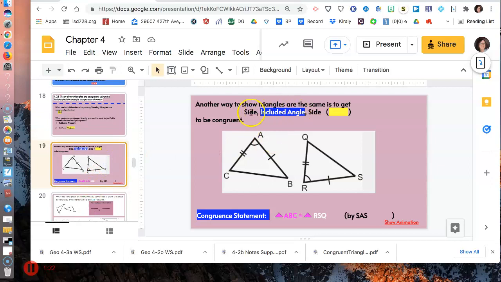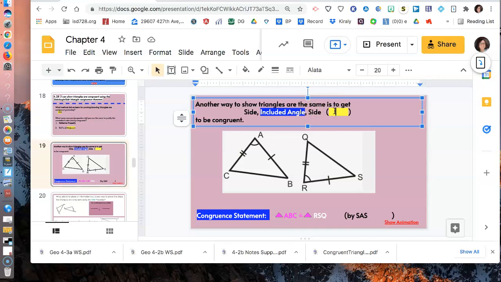So now we're going to have a new way. It's called side included angle side. The key word is this included angle. You have to make sure that when you walk, you don't lift your pencil. So I always hop on a road. I travel through this angle to the other road. This would be called side included angle side. Notice I didn't lift my pencil.